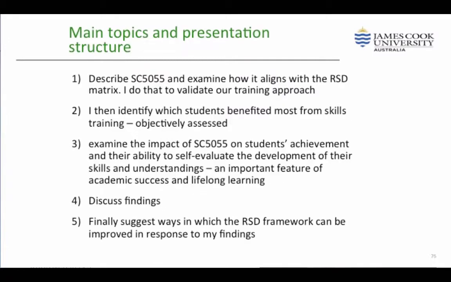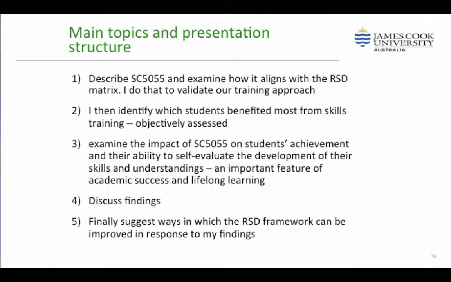So the main topics and the structure of my presentation will be that first I will describe what we actually were trying to achieve and how we set about to achieve the research training module or course subject at James Cook Uni for postgraduate students. Then I identify who are the students who benefited the most from this training. I will look at the impact of the subject on the students' achievement and their ability to self-evaluate their level of development.